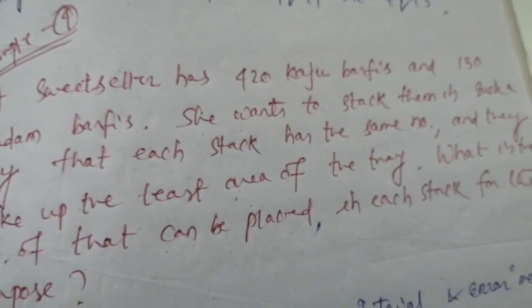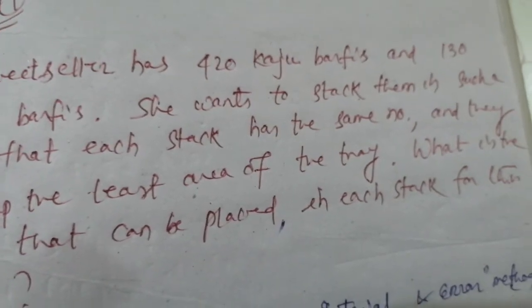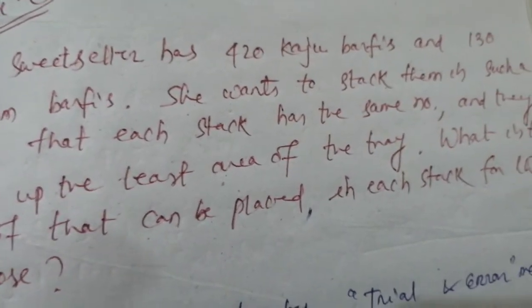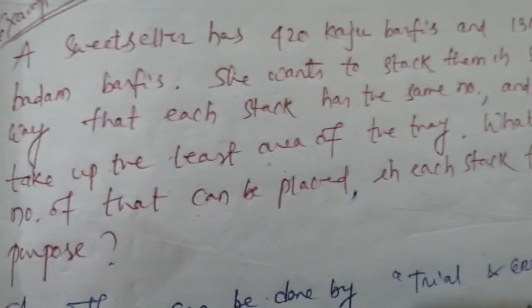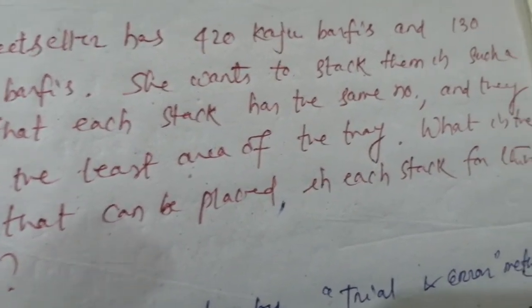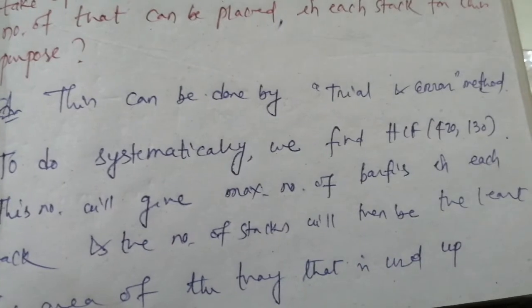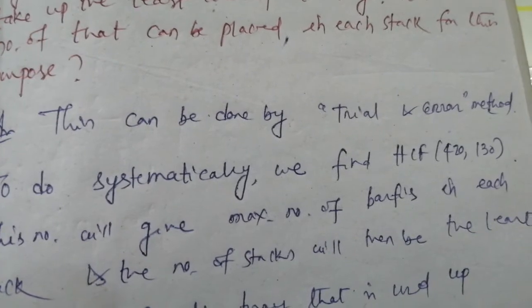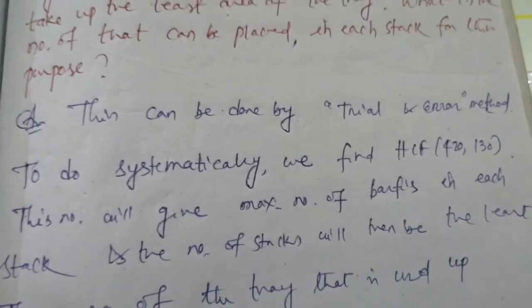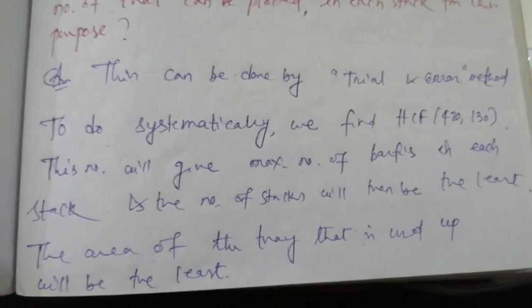A sweet seller has 420 kaju burfis and 130 badam burfis. She wants to stack them in such a way that each stack has the same number and they take up the least area of the tray. What is the number that can be placed in each stack for this purpose? The answer: this can be done by the trial and error method. To do it systematically, we find the HCF of 420 and 130, and this number will give the maximum number of burfis in each stack, and the number of stacks will then be the least. The area of the tray that is used up will be the least.